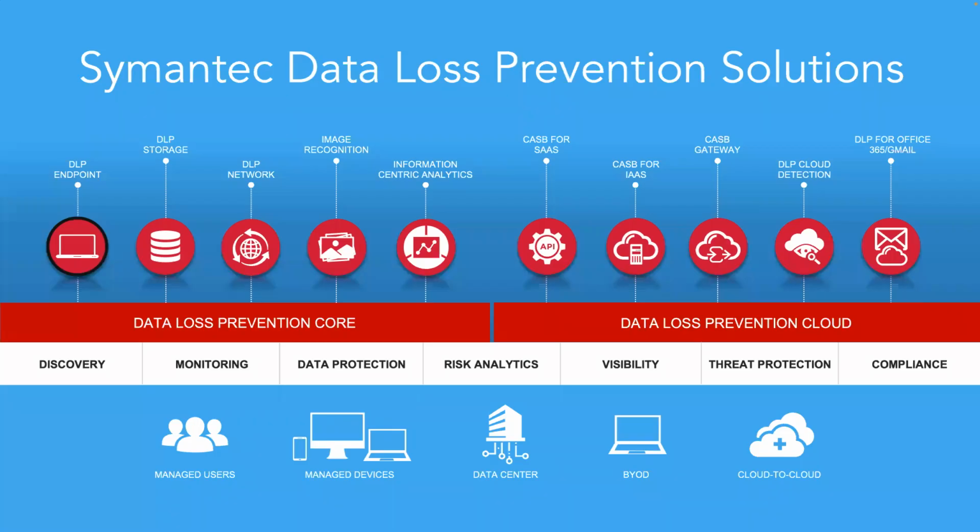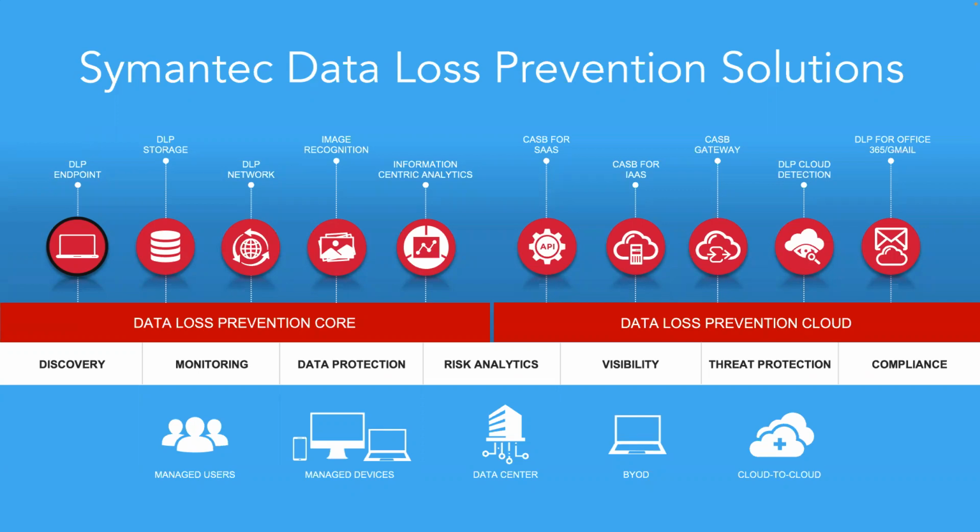So here's Symantec's data loss prevention solution. On the left-hand side, we've got data loss prevention core, and on the right, we've got data loss prevention cloud. The core product is the traditional DLP on-prem deployment of DLP. You've got your database, we've got your endpoints connecting, we've got your storage and network looking after your web and email. We include image recognition, which is OCR and form recognition. And we also include information-centric analytics, which is our risk analytics platform for DLP.